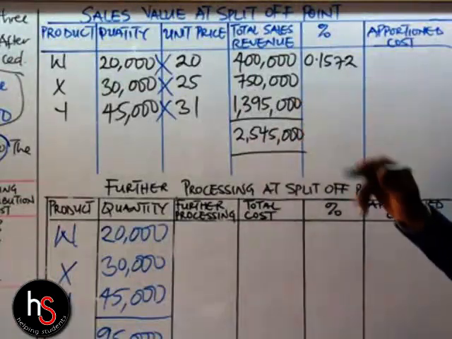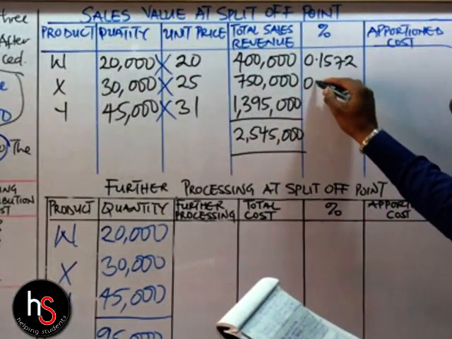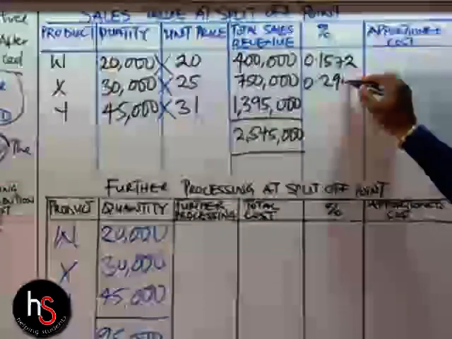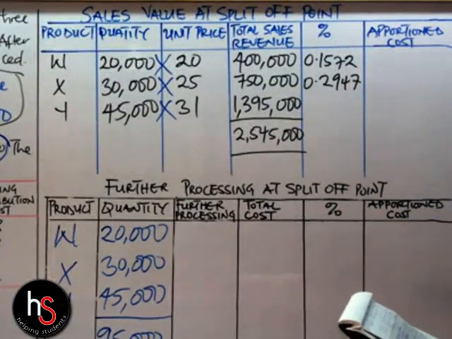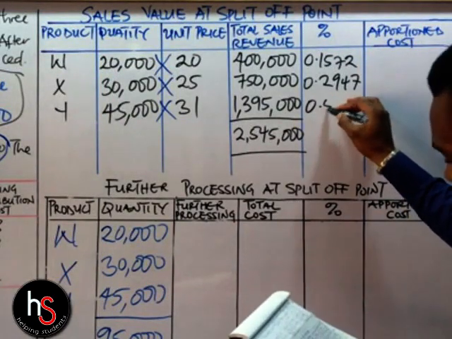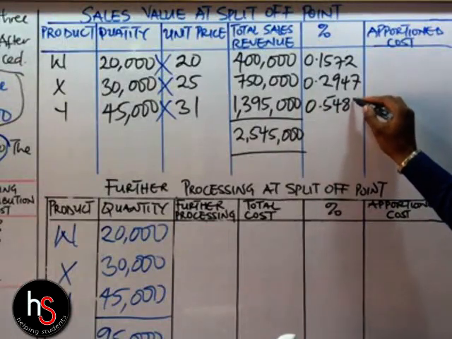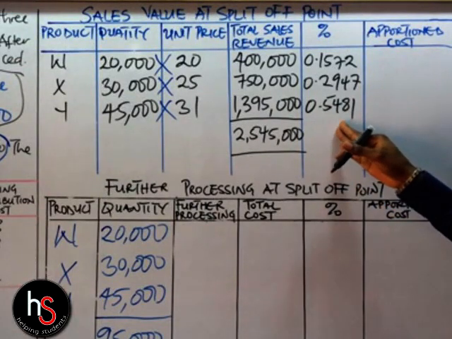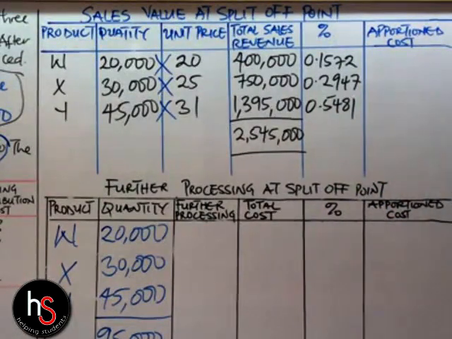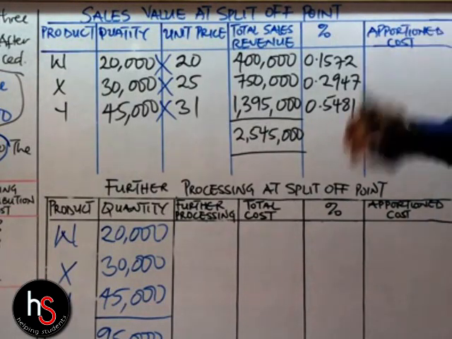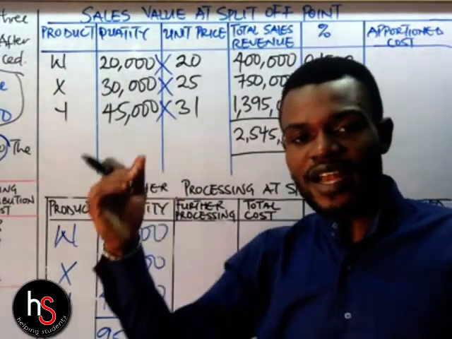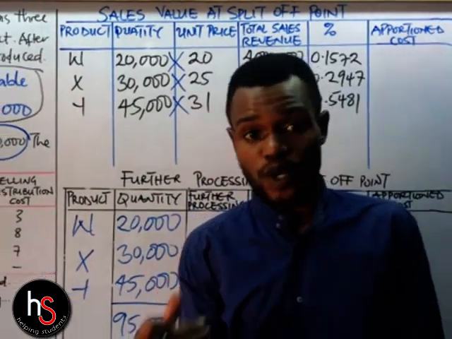0.1572. For the next one, we'll have 0.2947, and for the last one, we have 0.5481. So once you are done with this, the last one is what? The apportioned cost. And how do we get the apportioned cost? Remember, when we treated the byproduct, the final answer we got there was what we call the apportionable cost.